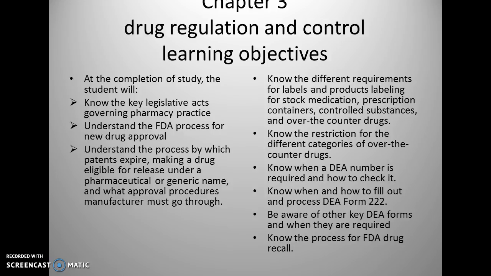You should have an understanding of the DEA number and how to go about checking it. Know when and how to fill out and process the DEA Form 222. We will go over that. Be aware of the key DEA forms, when they are required, and also know the process of the FDA drug recall. So those are the learning objectives for Chapter 3, Drug Regulation and Control.